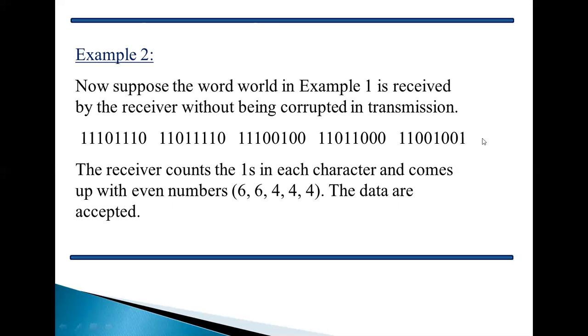For each character it comes up with even numbers: 6, 6, 4. That means 6 is an even number, this one 6, this one even number 4, this one 4, this one 4, this one. That is WORLD. The data is accepted. In case any data changes from 0 to 1, that means an error has occurred.